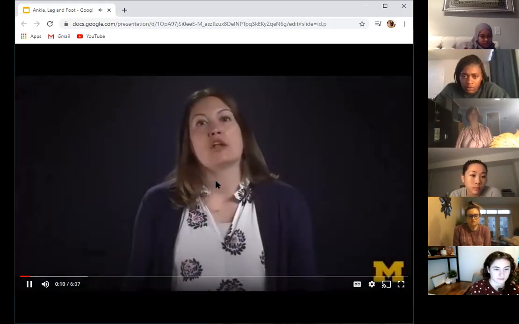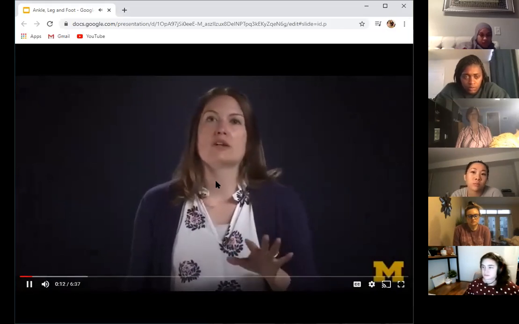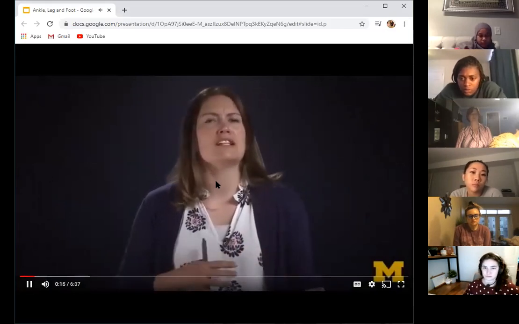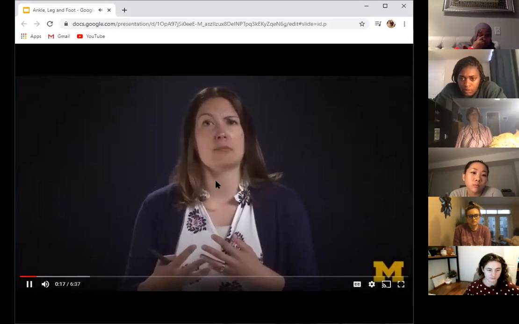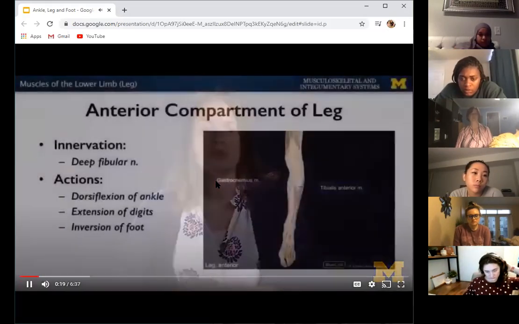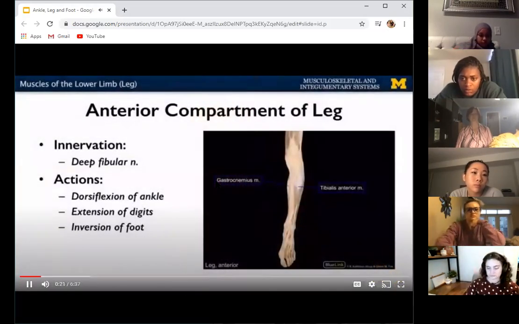So we're talking about the lower limb muscles, particular to the leg, and these muscles are very different depending on if you're looking at the anterior portion or the posterior portion. So let's start with the anterior compartment of the leg.